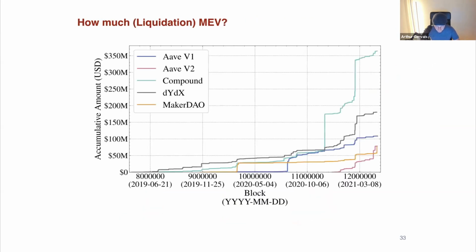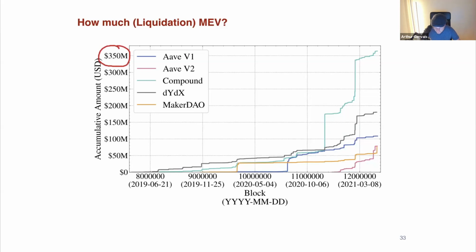So now the question is, how many liquidations happened? How much miner extractable value was actually extractable from liquidations alone? If you look at the last 2 years of blockchain data, covering the biggest lending platforms on Ethereum, you can see that these are actually quite substantial numbers.